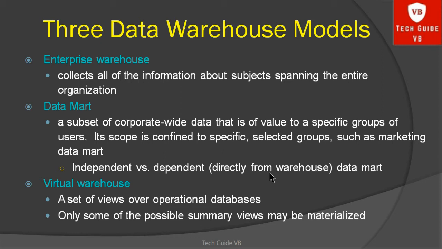So three data warehouse models are there. First is the enterprise model, which is concerned with the entire organization. Then the second is the data mart, which particularly concerns one of the departments in an organization, like marketing. And third is the virtual view, which is the basic view, or we can say a set of views or a summary of the view.